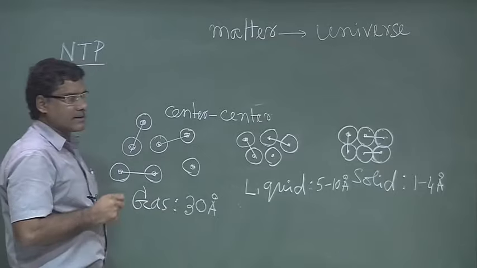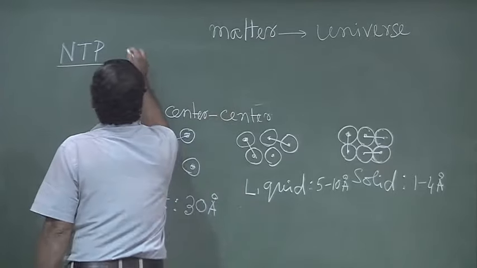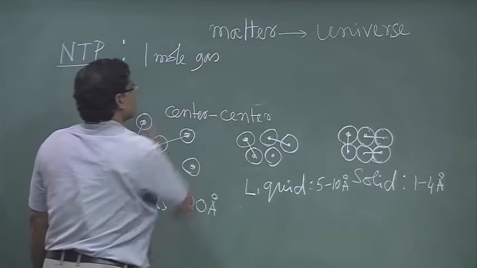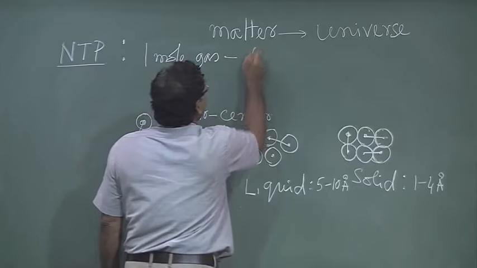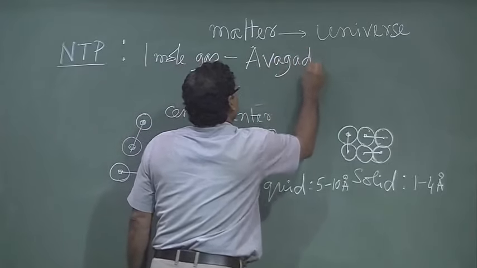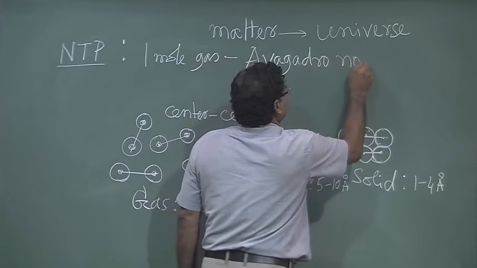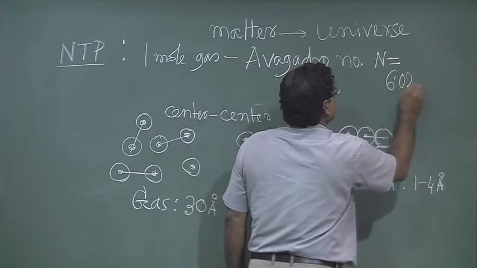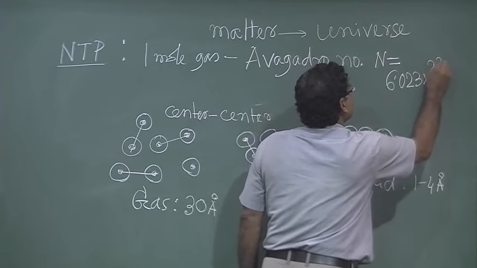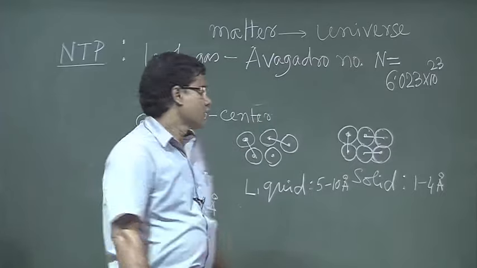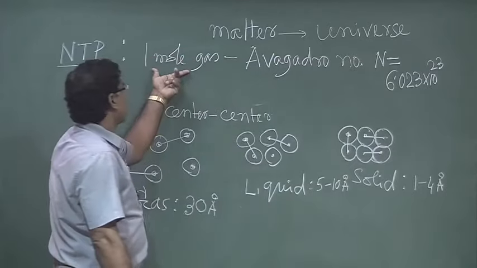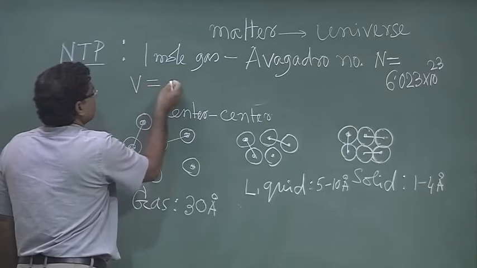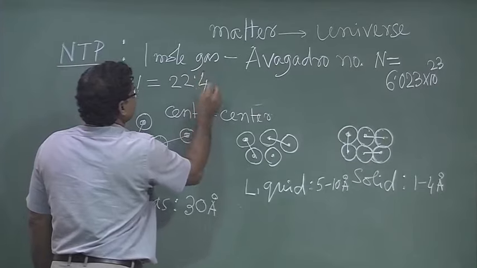So at this natural temperature and pressure, we know that 1 mole of gas contains Avogadro number of atoms, that is N equal to 6.023 times 10 to the power 23 atoms. So 1 mole of gas at NTP, its volume is 22.4 liters.